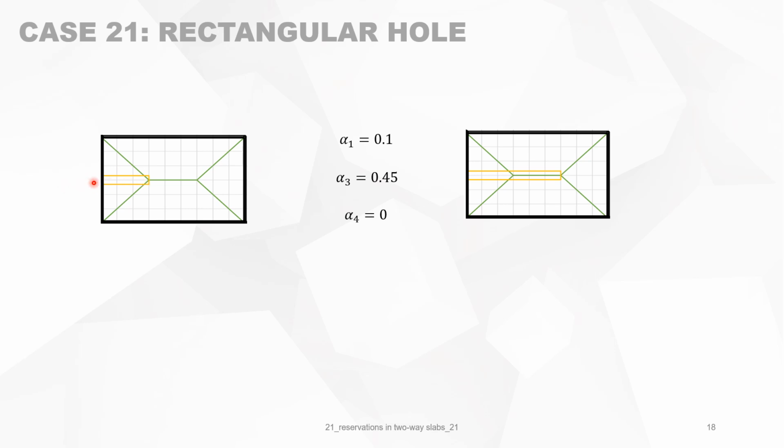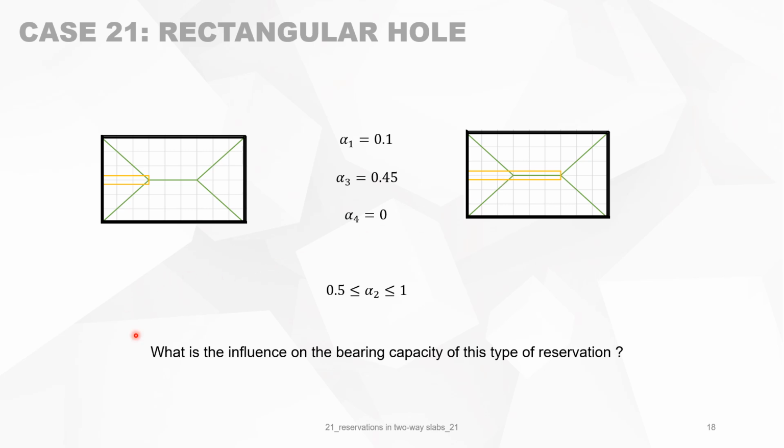And now we have a reservation going from there till there. So the length of the reservation increases from alpha 2 of 0.5 to 1. So it means alpha 2 is between 0.5a and 1 times a. So this is this situation and this situation. And the question is, what is now the influence of the length of this reservation on the bearing capacity of the slab?